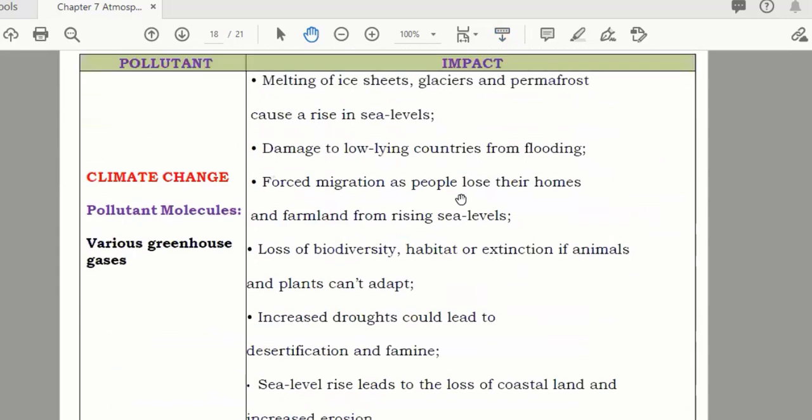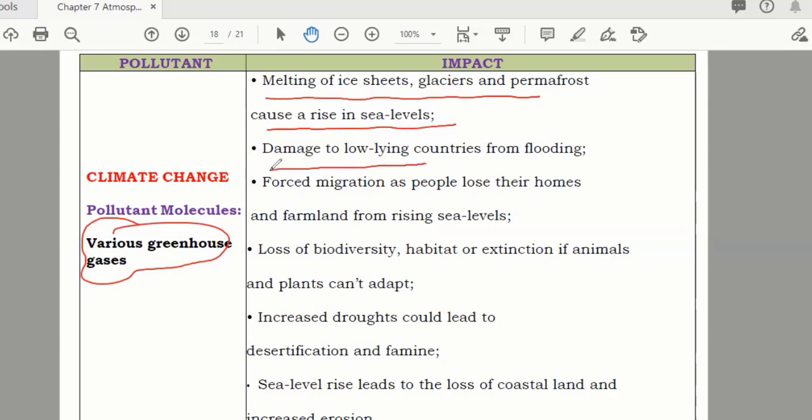Then they also change the climate. The atmospheric pollution is also a reason for climate change. And what is the reason? Due to greenhouse gases, due to global warming. Melting ice sheets, glaciers, and permafrost causes a rise in sea level, damage to low lying countries from flooding. The countries which are at low sea level can suffer flooding.